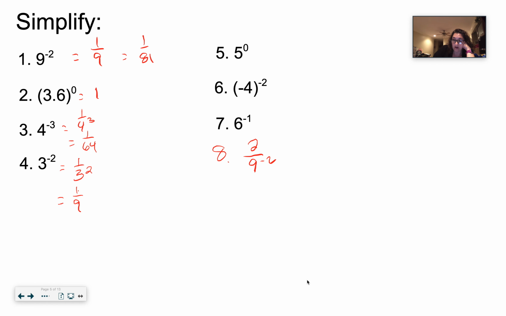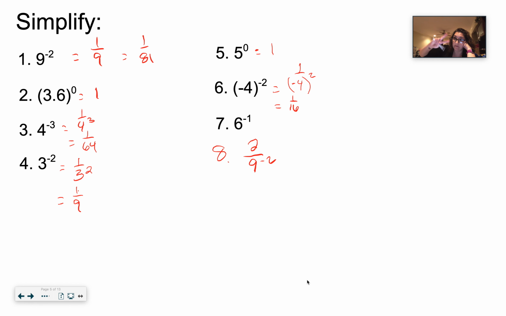Okay? Number 5, no work to show. Anything to the 0 power we know is 1. So there's nothing to show there, but put 1. Number 6, (negative 4) to the negative second power. So notice your negative 4 is in parentheses. I'm taking negative 4 to the negative second power. It's a negative exponent, so I have to flip it. So it's going to be 1 over (negative 4), put your parentheses, and then that becomes a positive exponent. Because my parentheses are there, that's going to be a negative 4 times a negative 4, which is a positive 16.